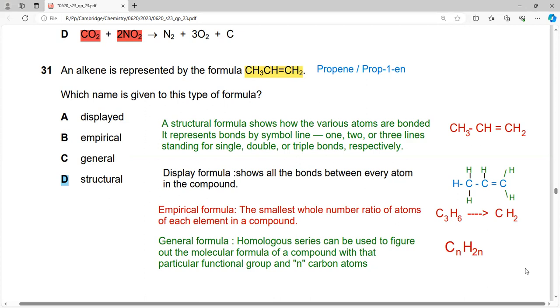What about the display formula? This shows all the bonds between every atom in a compound. So, for example, hydrogen and carbon and all types of bond. That's why this is our display formula.